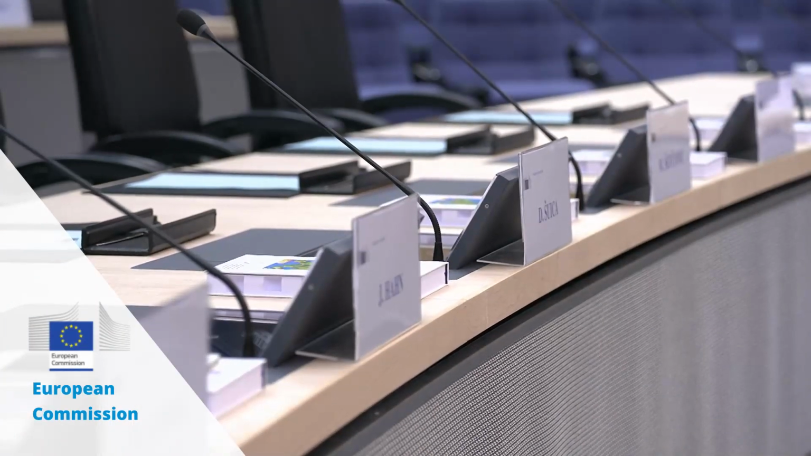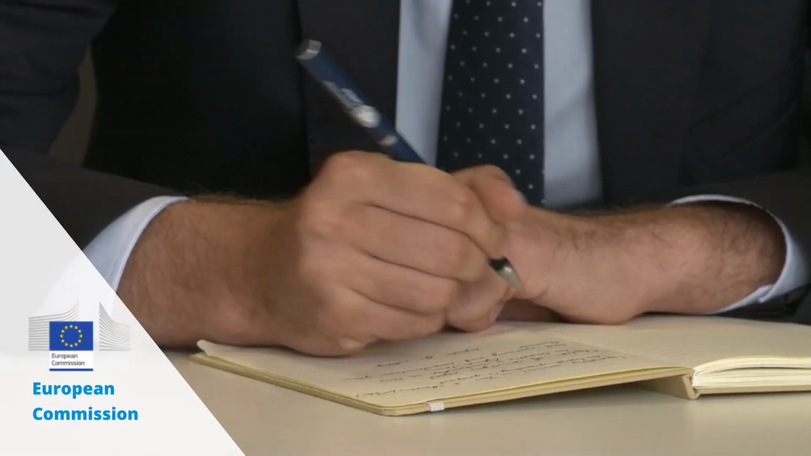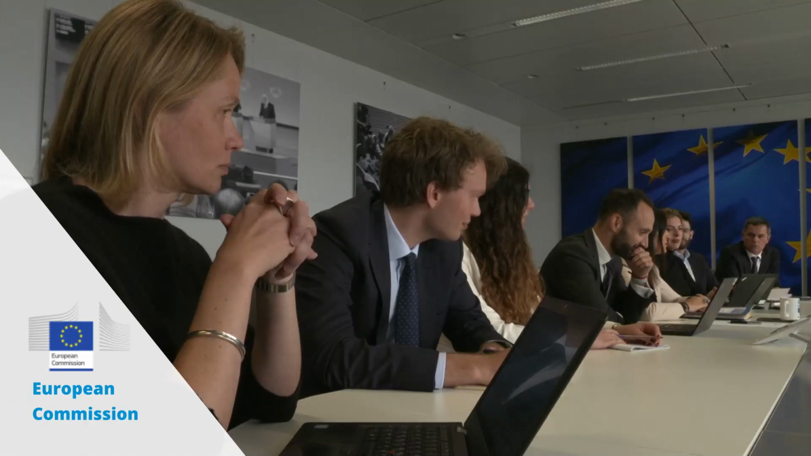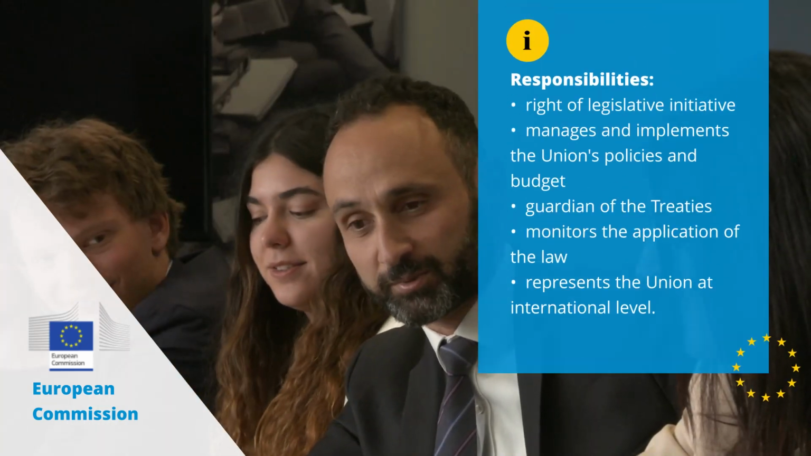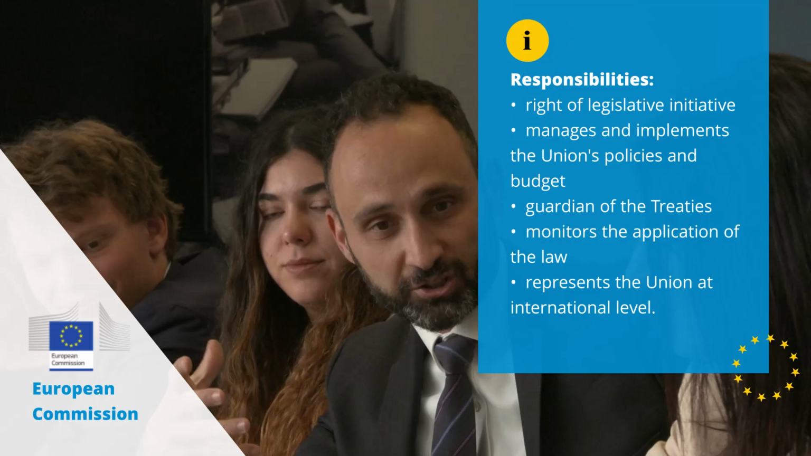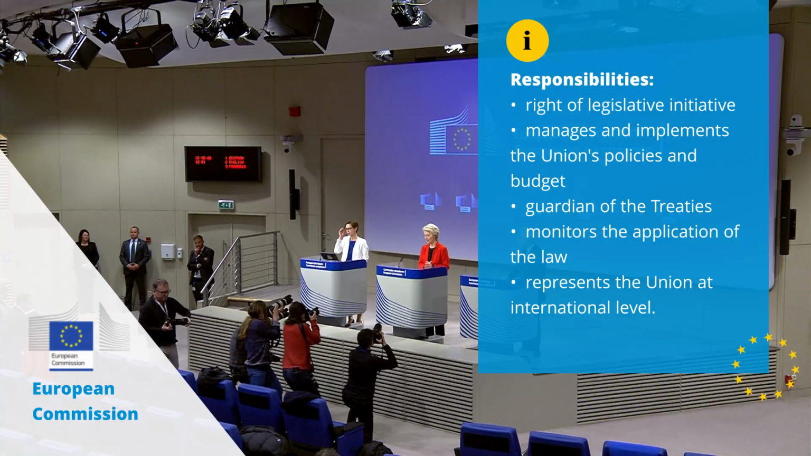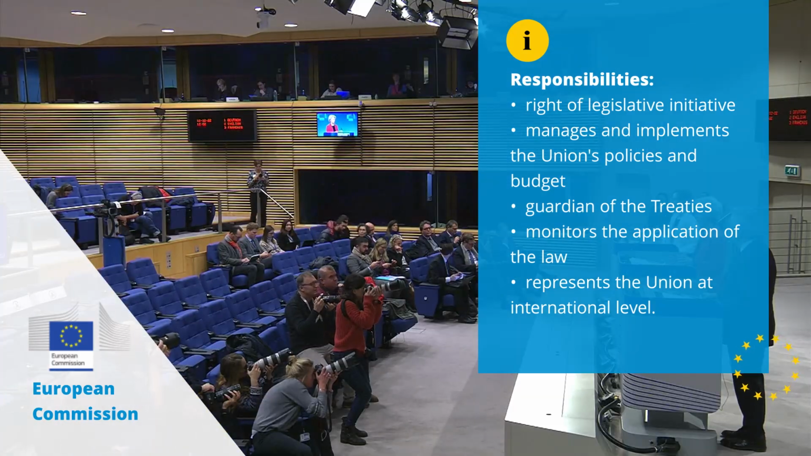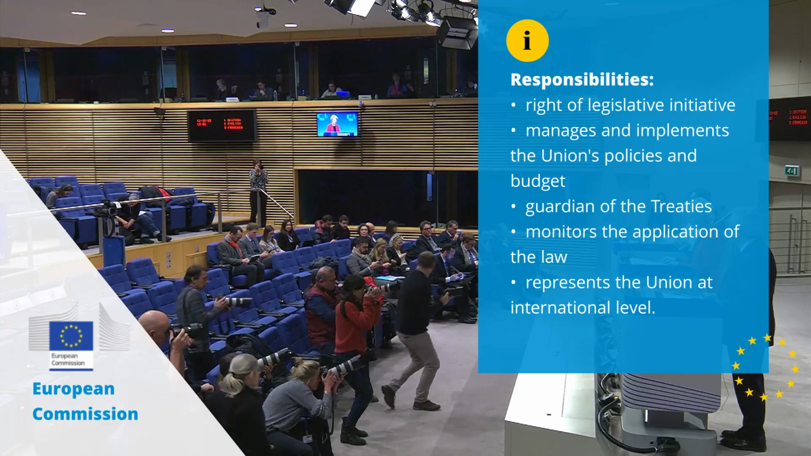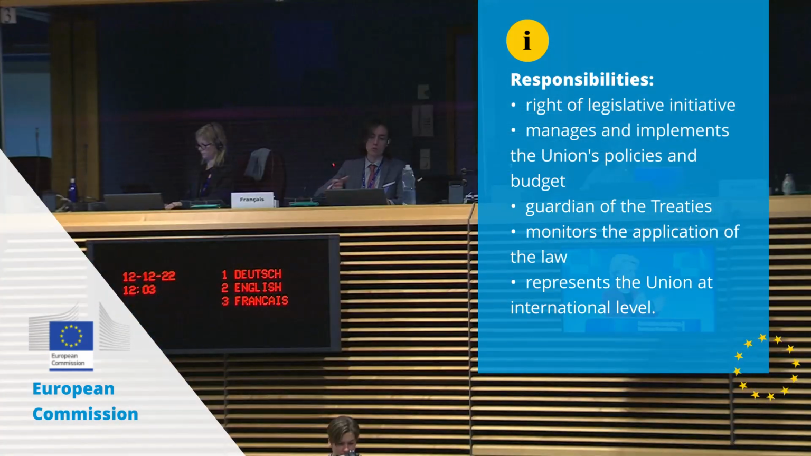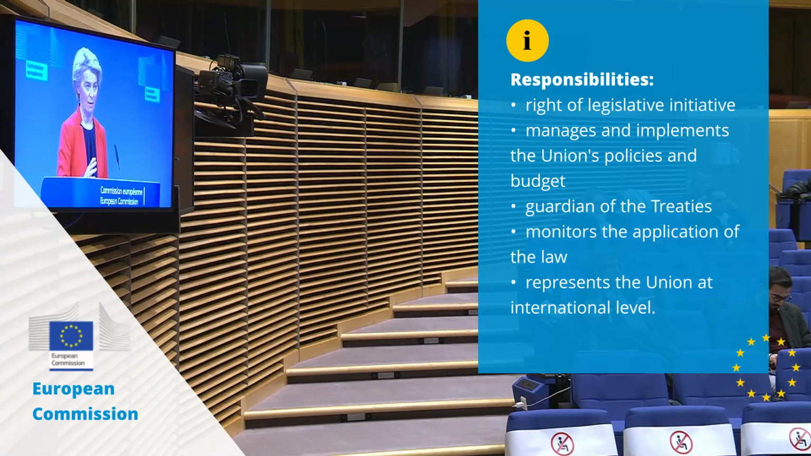The Commission is appointed for a period of 5 years after approval by the European Parliament. The Commission is politically accountable to the European Parliament, which can force it to resign if it accepts a motion of censure. The European Commission has the right of legislative initiative, i.e., it proposes legislation to the European Parliament and the Council for adoption. It manages and implements the Union's policies and budget and is the guardian of the treaties. It monitors the application of the law and represents the Union at international level.